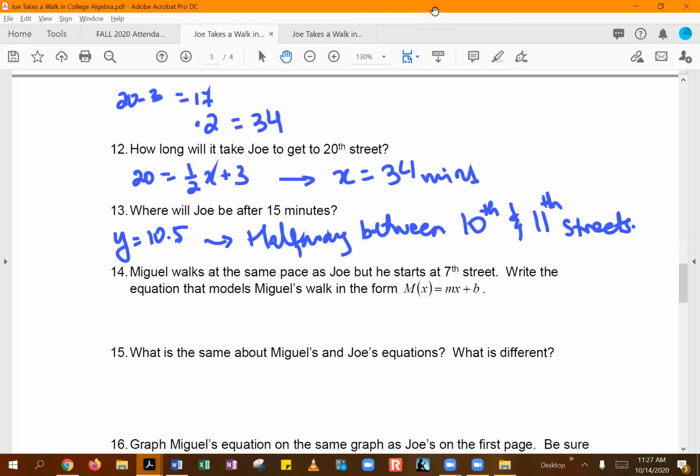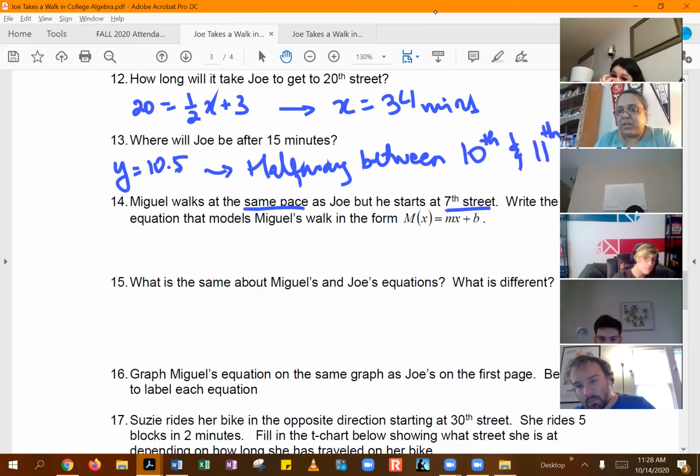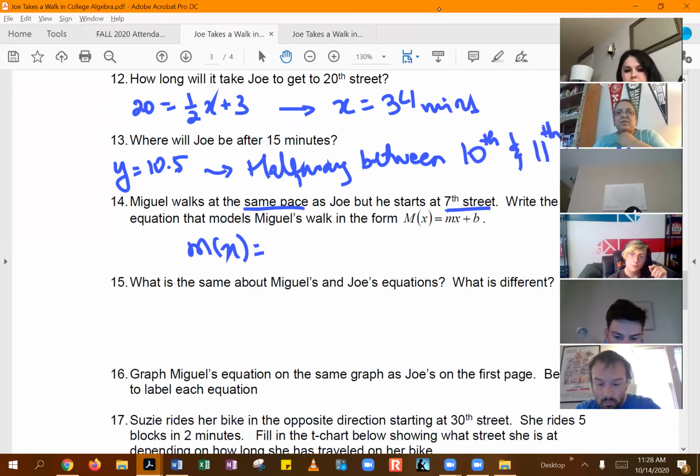Alrighty. So now we're bringing in another individual, and now we're saying Miguel walks at the same pace as Joe, but he is starting at the 7th Street, so keeping the same pace. So based on what we did for Joe's example, what do you think the equation for Miguel's example will end up looking like? So again, I'll give you guys a second to think about this, and then when I ask you to, you can send your answers through chat.